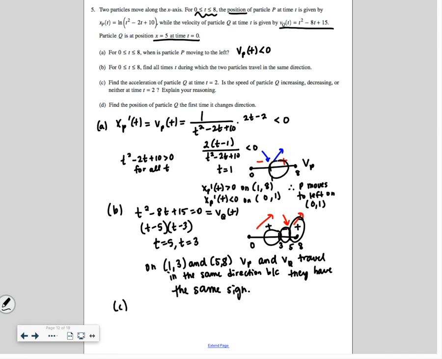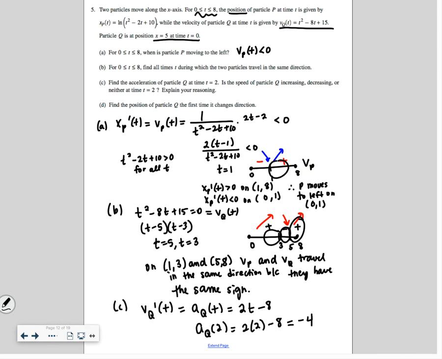All right, so C, so find the acceleration of particle q at time 2. So we want to find the derivative of v subscript q, which is going to be our acceleration for q. So our derivative is going to be 2t minus 8. And we want to plug in 2. Don't you love these subscripts? So we have 2 times 2 minus 8, which ends up being negative 4.